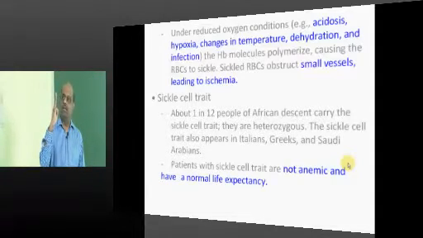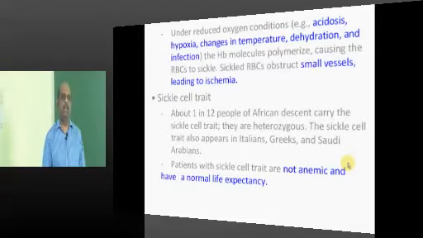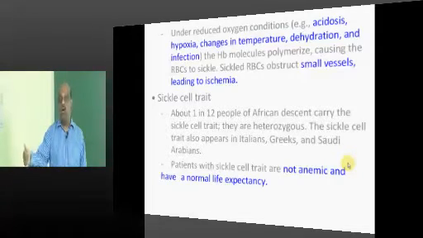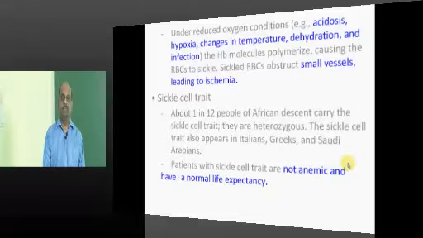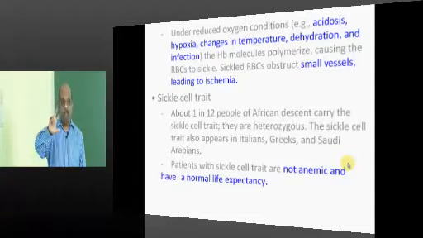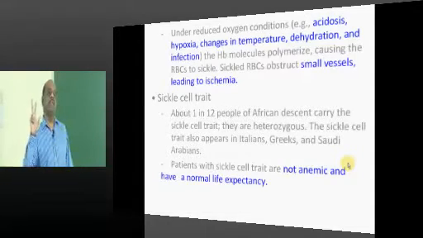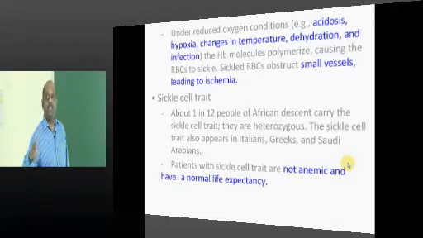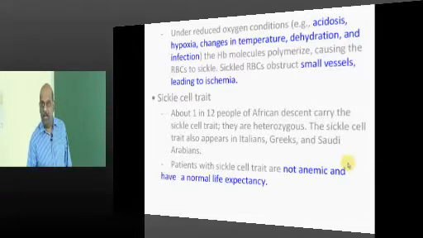Three things are dangerous in a sickle cell anemia guy. He should not be dehydrated, he should not go into acidosis, he should not get an infection. These three must be carefully managed. Any infection, acidosis or dehydration worsens the sickling, is what needs to be remembered.